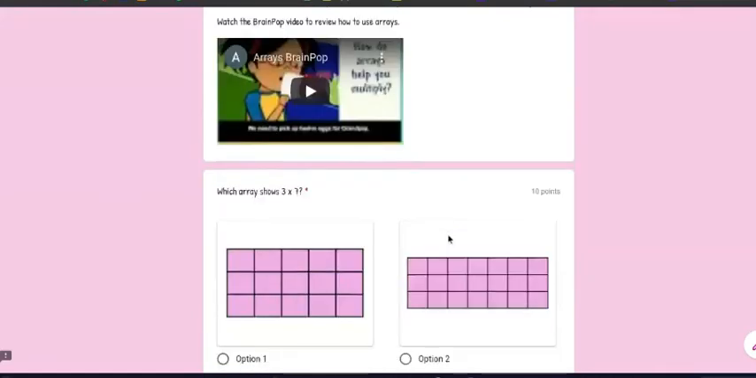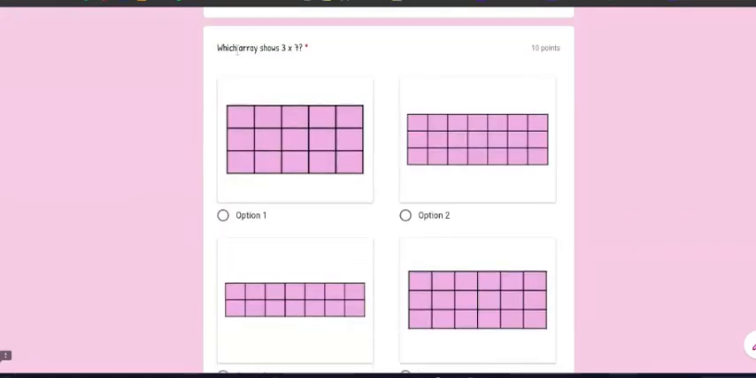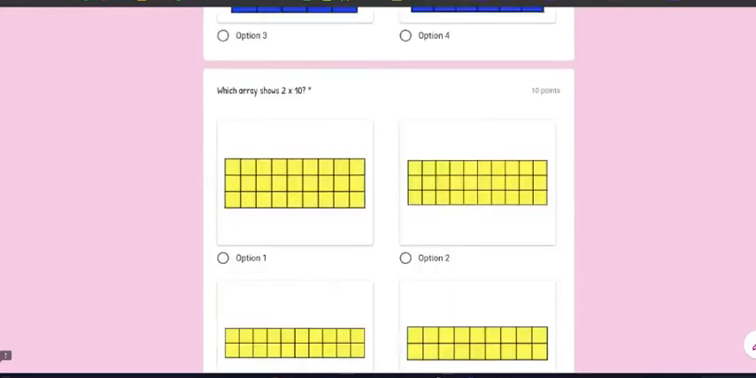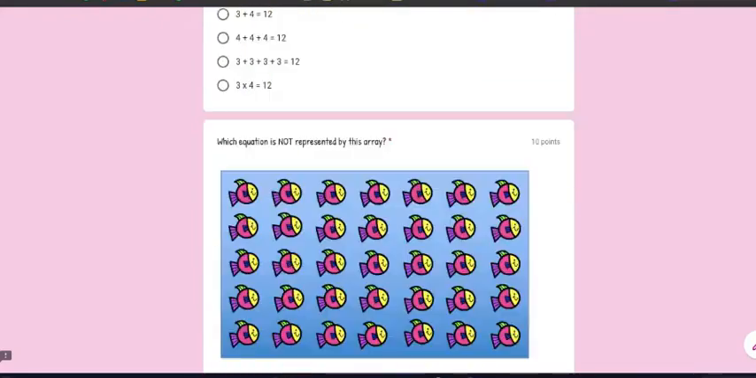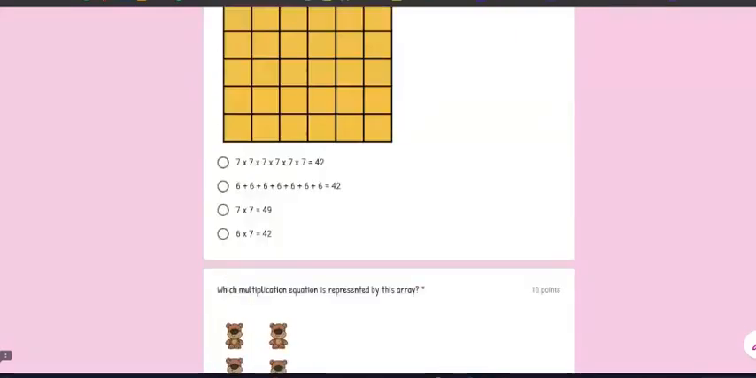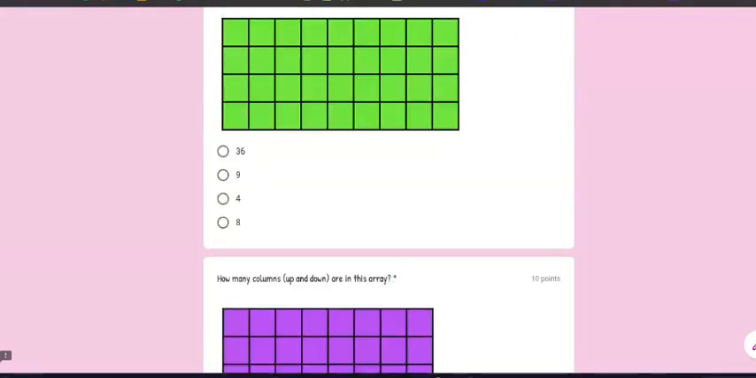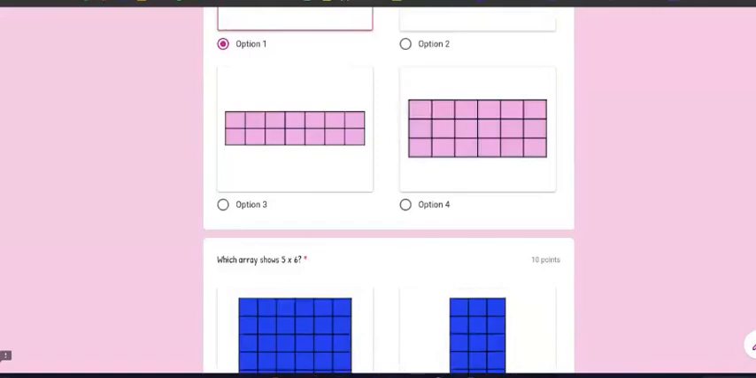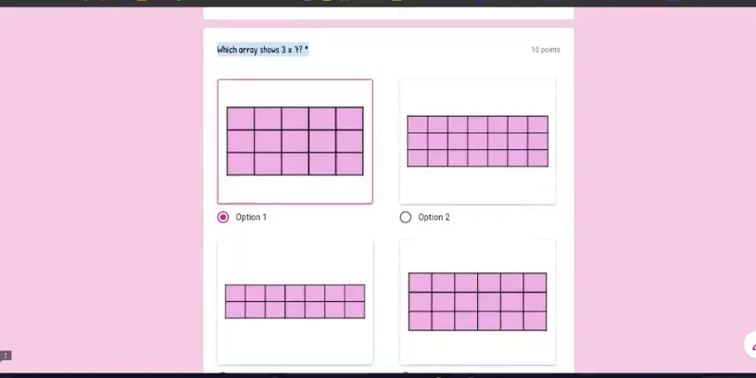As you scroll down, this first one says, which array shows 3 times 7? You're looking for the array that has 3 groups of 7 things. Click on whichever the answer is, and then you go on to the next one. There's, I think, 10 of them. Arrays can use dots, squares, pictures, smiley faces, whatever you need to model the multiplication problem.